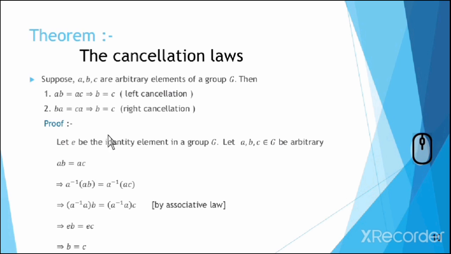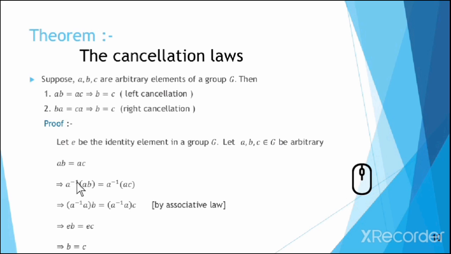So what is the proof of it? Let E be the identity element in the group, and you have taken A, B, C from the group. You take AB equals AC. Because the inverse of A exists, since it is a group, the inverse of A will exist.